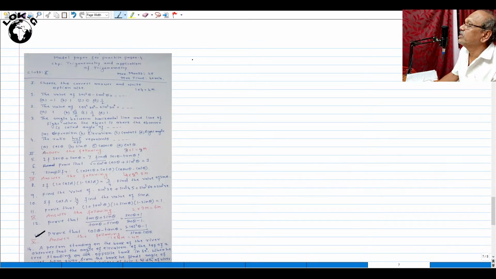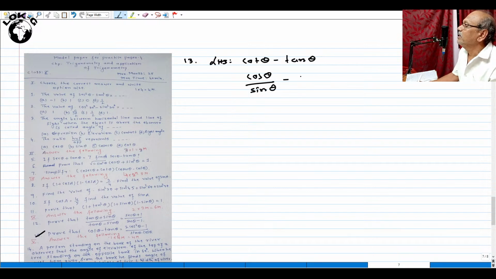13th problem, for 3 marks, right? Take the LHS. You have to prove that cot theta minus tan theta is equal to the RHS. Take cot theta minus tan theta. Very simple question again, right? In this paper you are made to use your ability to use the relations. Cot theta can be written as cos theta upon sin theta. I hope you are following, dear students. Minus tan theta can be written as sin theta upon cos theta, right? Just take LCM, finish.